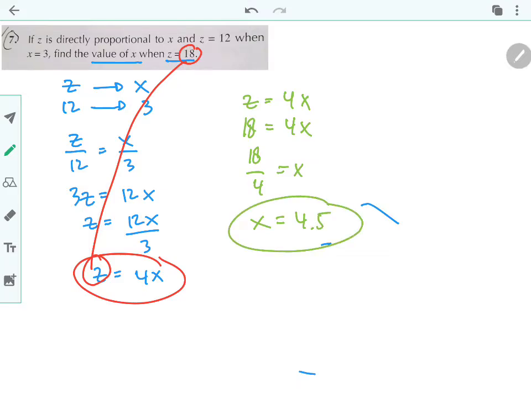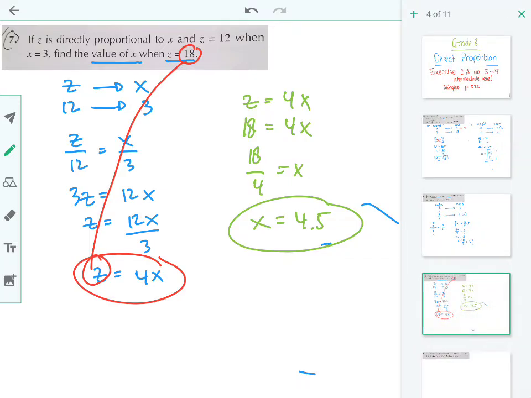Sorry for the scribbles there. It's from my palm. Okay, now let's go for the next number.